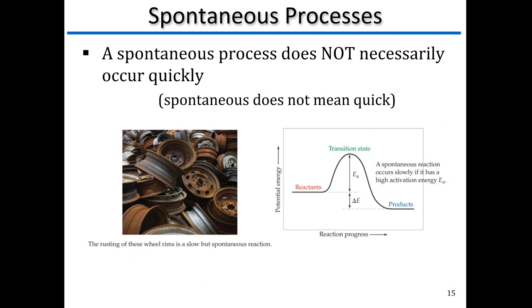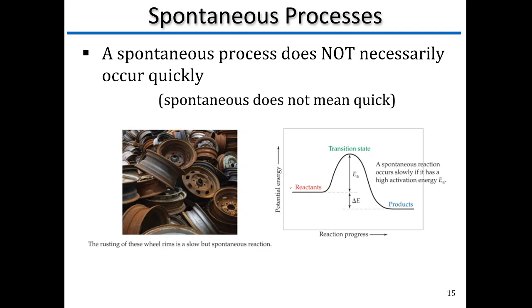Okay, so a spontaneous process doesn't necessarily mean that it's a quick process. Here's an example of some wheels, the inner part of the tire, the metal part, that's rusting. If you were to just leave some metal outside, generally speaking, we know that eventually over time rust is going to occur. Doesn't necessarily mean that it's quick though. I mean, it takes time for rust to build up. We all know this. All that means is that it's favorable though.